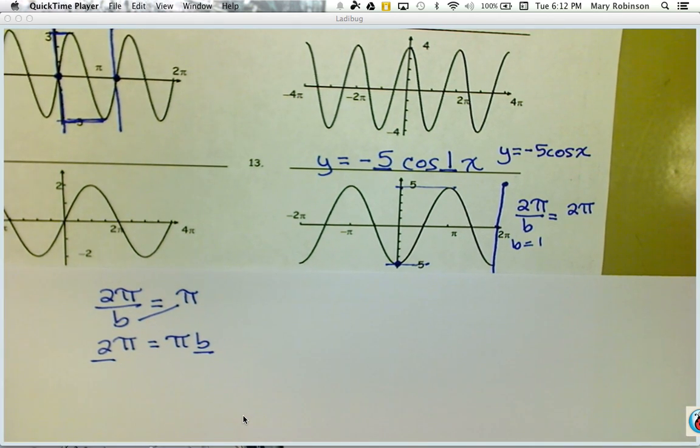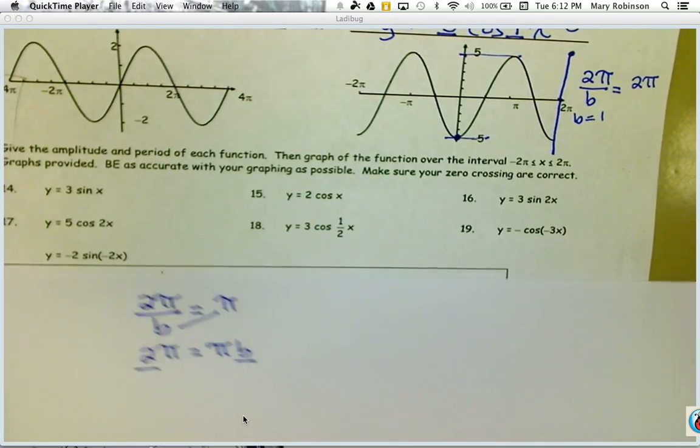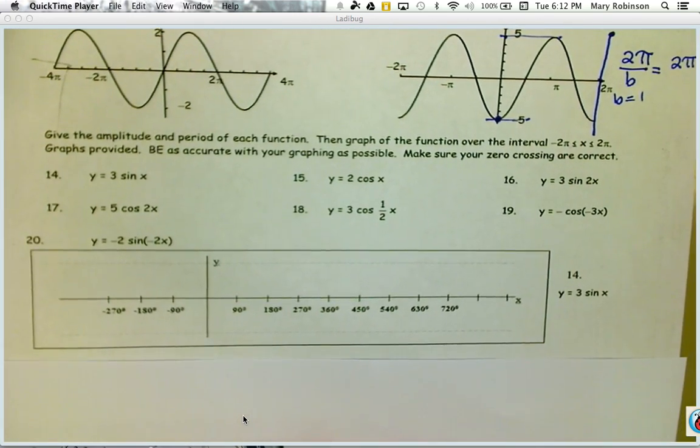So that's 2 of those. You should now be able to go ahead and write the equations for 11 and 12. Now I'm going to fast forward here to problem 14.